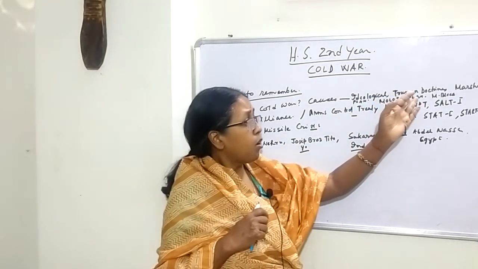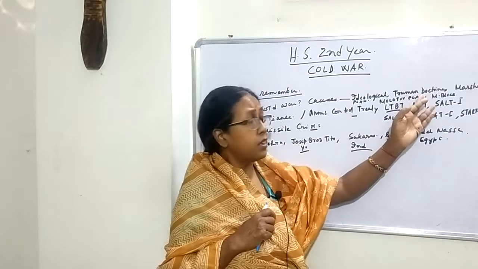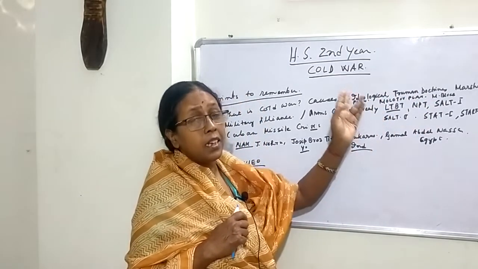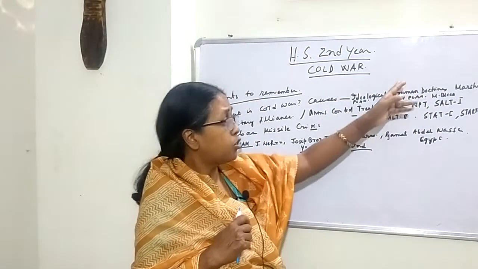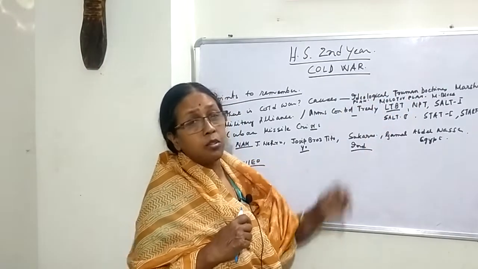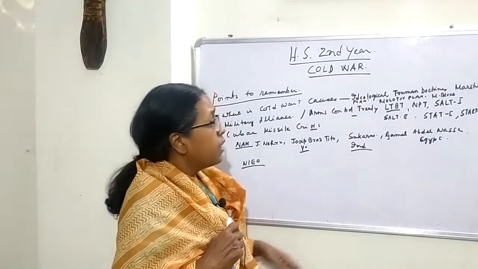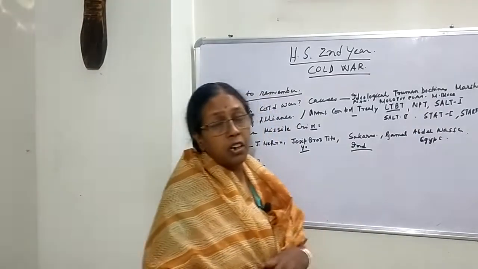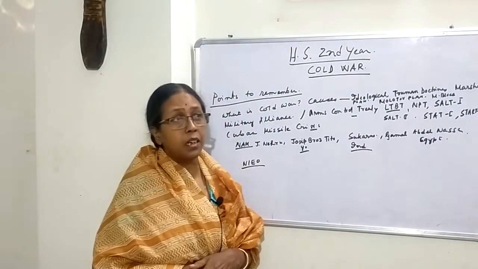So because of giving aid to other countries, that creates suspicion in the mind of Soviet Russia. Why is Truman doing all these things? So that is also not good for us. Then next one is the Marshall Plan. Marshall was the Secretary of State of the USA.